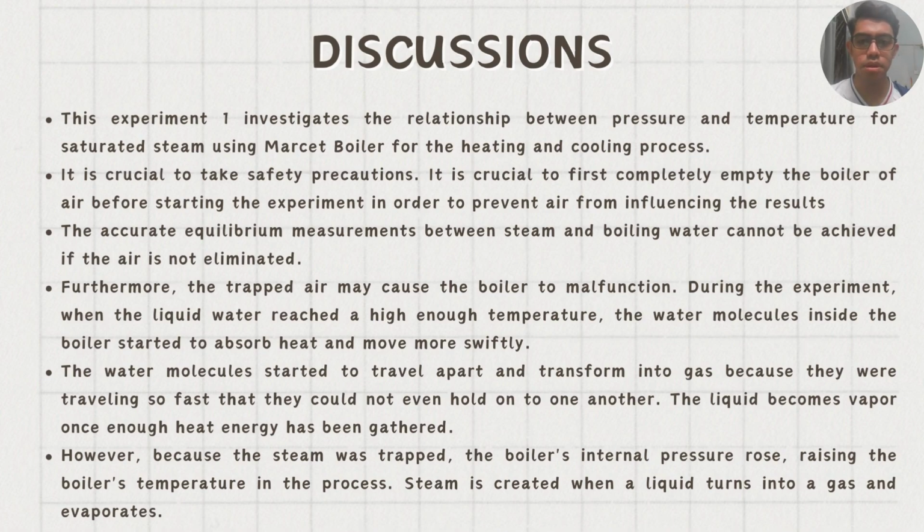During the experiment, when the liquid water reaches a high enough temperature, the water molecules inside the boiler start to absorb heat and move more swiftly. The water molecules start to travel apart and transform into gas because they were traveling so fast that they could not even hold on to one another. The liquid becomes vapor once enough heat energy has been gathered. However, as the steam was trapped, the boiler's internal pressure rose, raising the boiler temperature in the process. Steam is created when liquid turns into gas and evaporates.